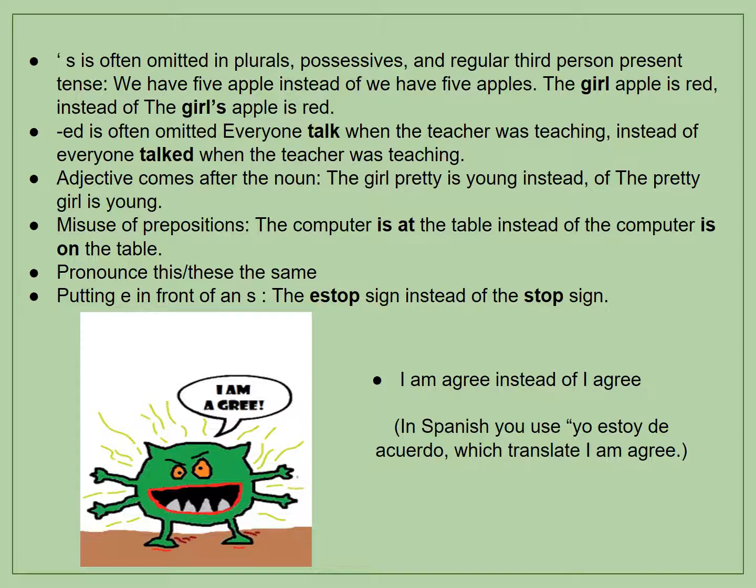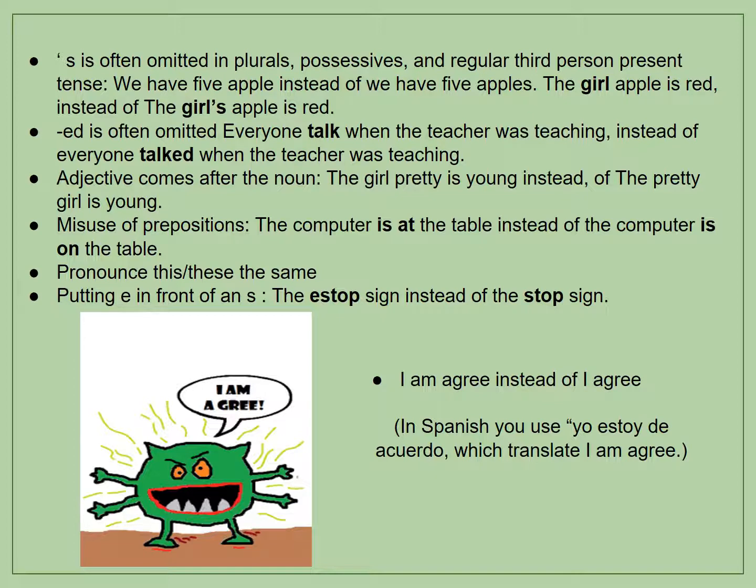Adjectives come after the noun. In English, adjectives usually come before the noun, where in Spanish, adjectives can come before, but mostly after the noun. An example would be, the girl pretty is young, instead of the pretty girl is young.